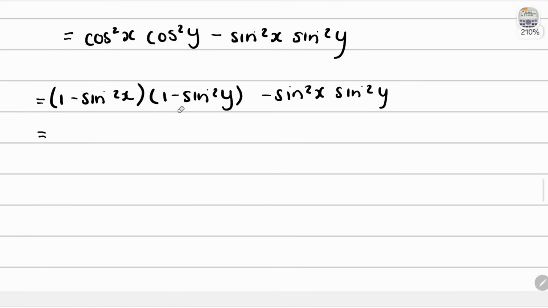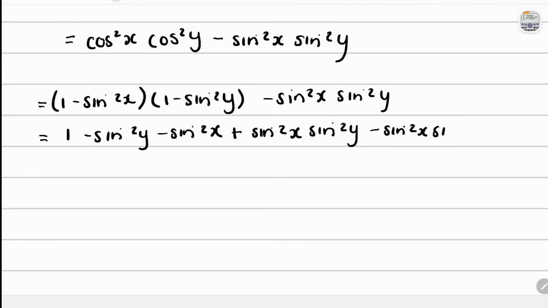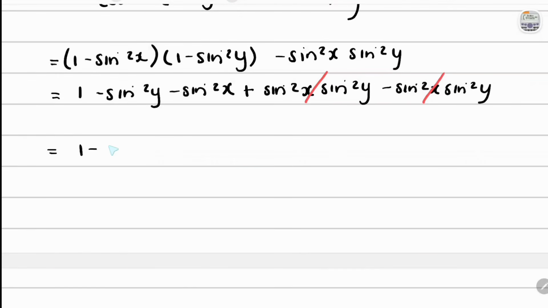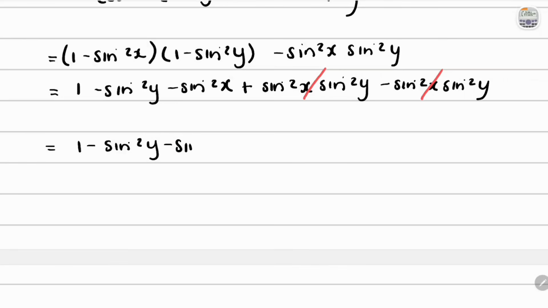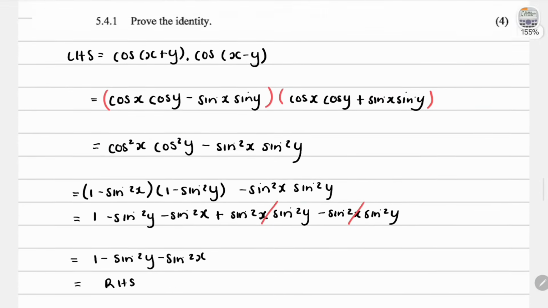Okay, so at this point, the only thing we can do here is to distribute that. They're not the same, so it's not difference of two squares. Okay, that last term is not the same. So you would have to expand it using FOIL. So we're going to multiply first times first, 1, first times second, that is negative sine squared y. And then second times the first here is negative sine squared x. Okay, this is already looking like it. And then these two multiply and become positive sine squared x sine squared y. And that subtracts with this negative sine squared x sine squared y. So these two subtract because they're exactly the same, just the positive and negative. And so our answer is 1 minus sine squared y minus sine squared x. And that is indeed the right-hand side. So that proves that the left-hand side is equal to the right-hand side.